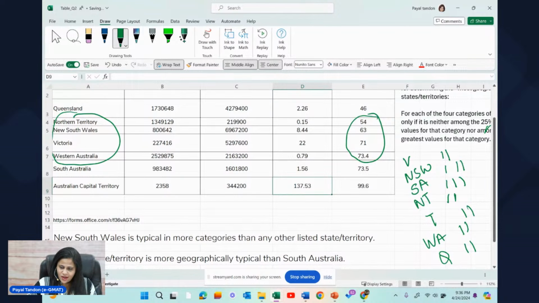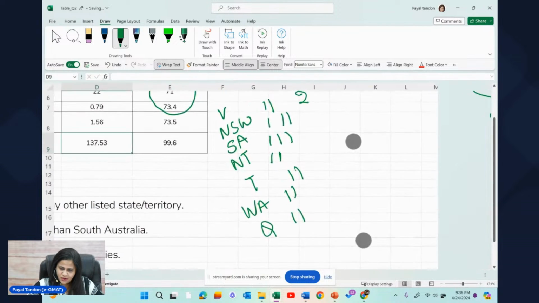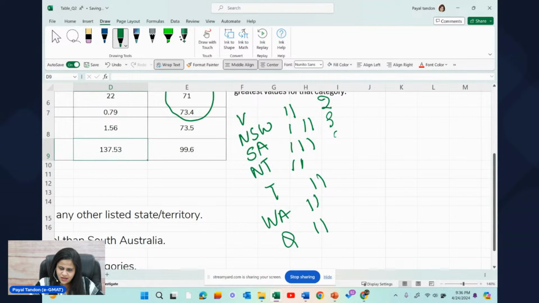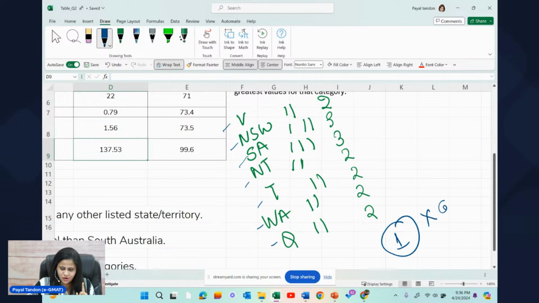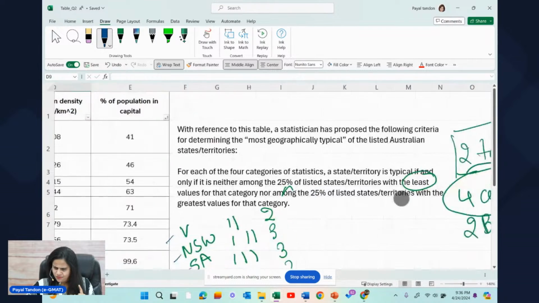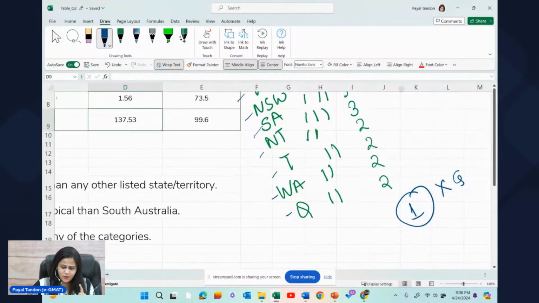Okay, now if you look at this, you can count these. This is 2, this is 2, this is 3, 3, 2, 2, 2, 2. You didn't even need to do it this way, but I just wanted to do that. Now you had a total of 8, right? How many do we have here? Let's count: 1, 2, 3, 4, 5, 6, 7. 7, which means that one of the states or territories is not geographically typical, right? So one of them is not.